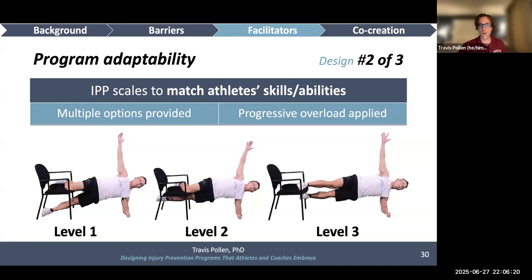And we can accomplish this by making sure that the program is flexible and that we have multiple options for every exercise. So it meets the athletes where they're at in terms of their current skills and abilities. And then having those different levels also allows for built-in progressive overload. As the athlete gets competent in level 1, they can go to level 2 and then up to level 3.